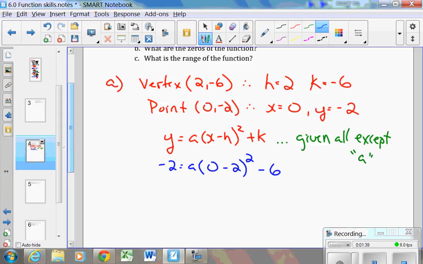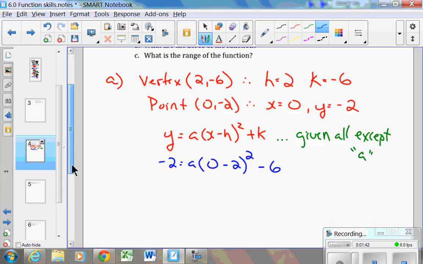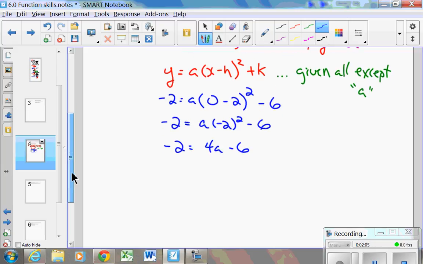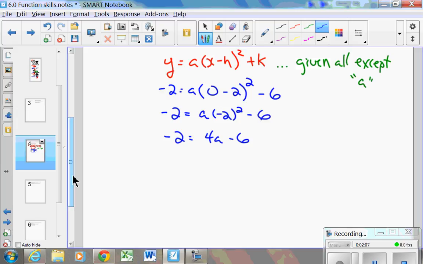So you end up having a two-step equation that you're going to solve. Don't break any order of operations. 0 minus 2 is -2, squared. I need to square first. -2 times -2 is 4. So my equation is -2 equals 4a minus 6. Just algebra skills: simplify in 2 steps. Add 6 to both sides. -2 plus 6 is 4. So 4 equals 4a. Again, reverse operations: the opposite of multiplying by 4 is to divide both sides by 4, and 4 divided by 4 is 1.